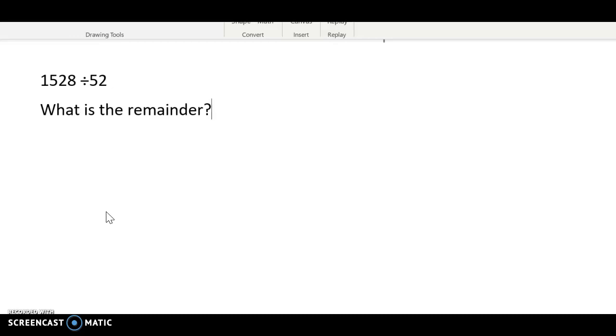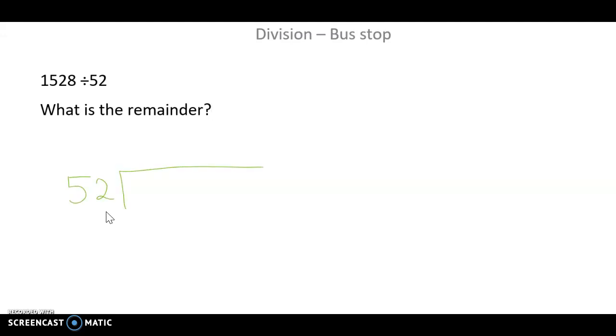So I'm going to write 52 outside the bus stop, and here is my bus stop. So I'm going to write 1, 5, 2, 8. And the reason I've got all this space between them is then I can put the carries of the things that I don't know.